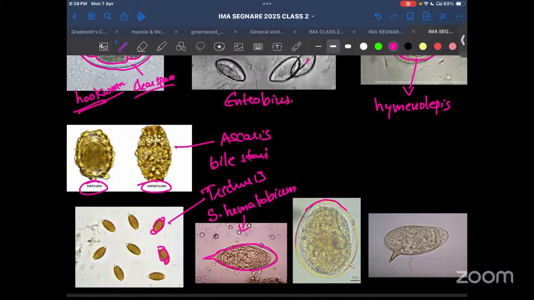Now see this egg. See, there is a terminal knob. Okay, a knob is there. Instead of a spine, there is a knob. So this is Schistosoma japonicum. So in japonicum, the knob is there. Okay, so this is Schistosoma mansoni. In Schistosoma mansoni, there is a spine. It is not a terminal spine, but it is located towards the periphery. Okay, so that is Schistosoma mansoni.